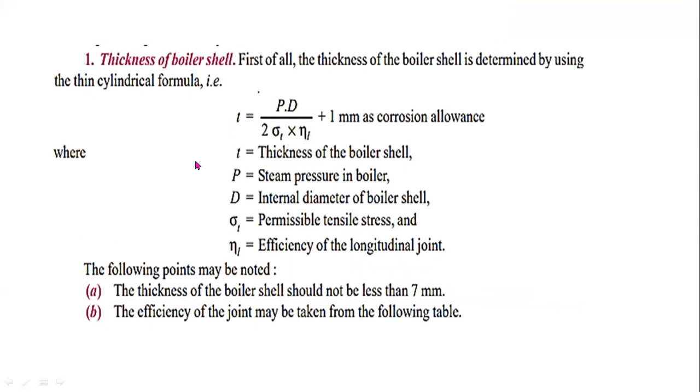Now this is the formula to determine the suitable thickness of the boiler shell. T is the thickness of the boiler shell, and P dash is the steam pressure or maximum inside pressure in the boiler. Capital D is the internal diameter of the boiler. Sigma T is the tensile stress induced in the boiler sheet material, and zeta L is the longitudinal joint efficiency. The 1 mm is for corrosion allowance. So this is the formula for determining the suitable thickness of the boiler shell.